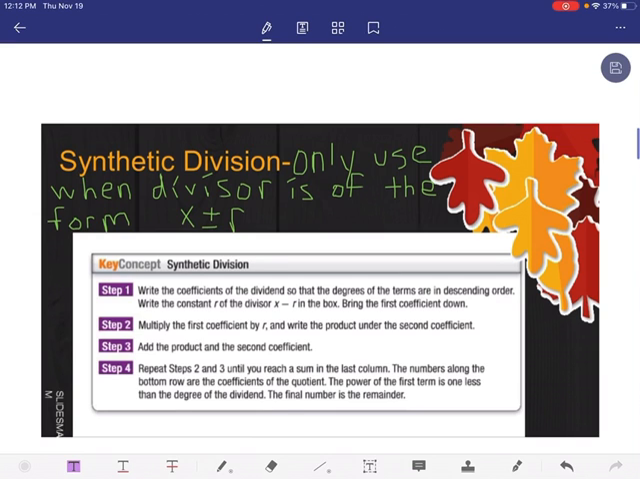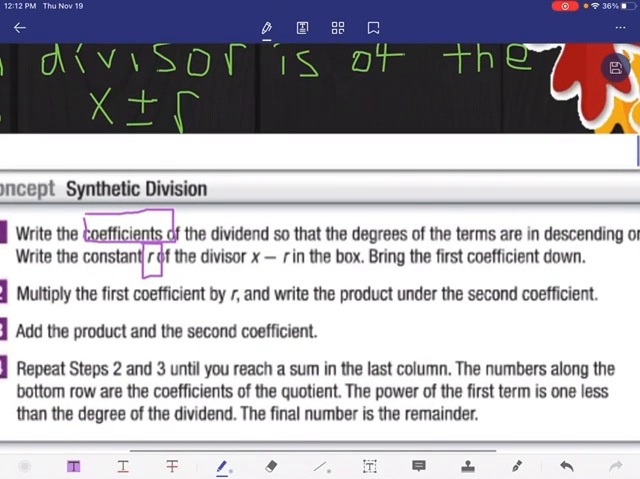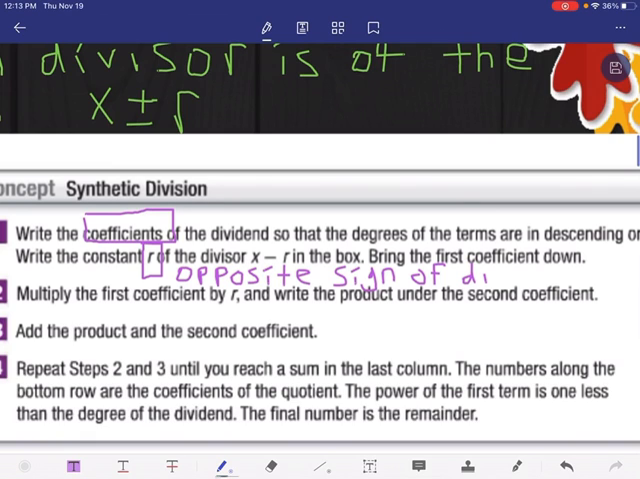Now, there are a couple of differences with our synthetic division. We are just going to be looking at the coefficients of our numbers. They still need to be in descending order, and we still need to make sure that we have all of our terms present. And then on the outside, we're going to write our r, but notice that the r is actually the opposite sign of the divisor.